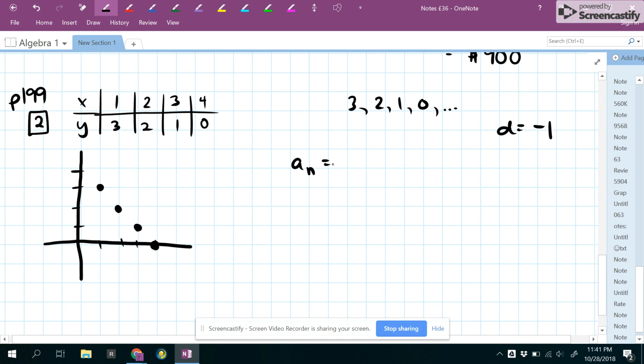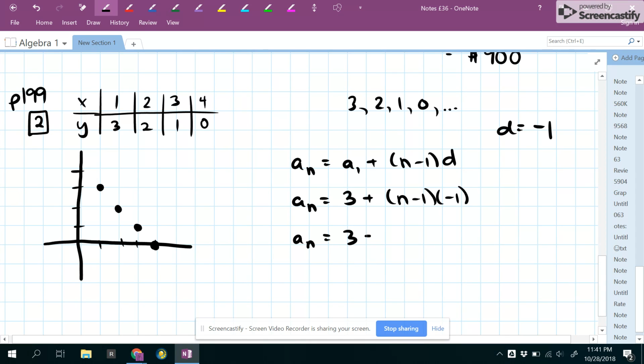So a sub n equals a sub 1 plus n minus 1 times d. A sub n equals your first term plus n minus 1 times your common difference. So 3 plus -n plus 1. So a sub n equals -n plus 4.